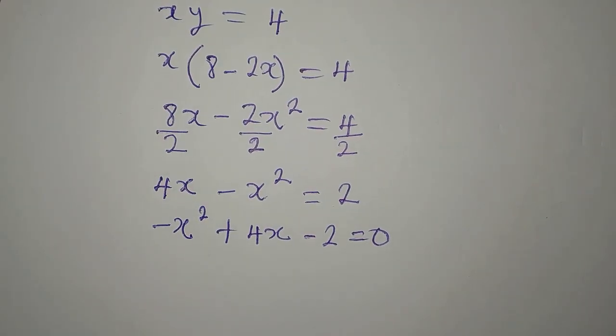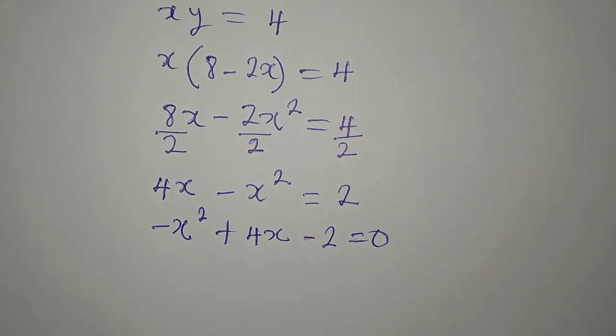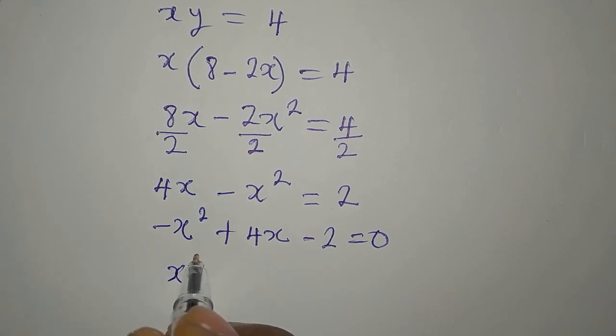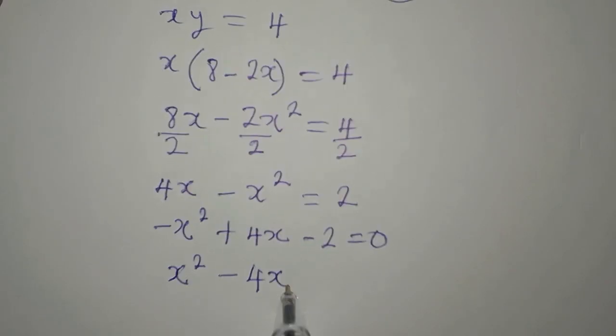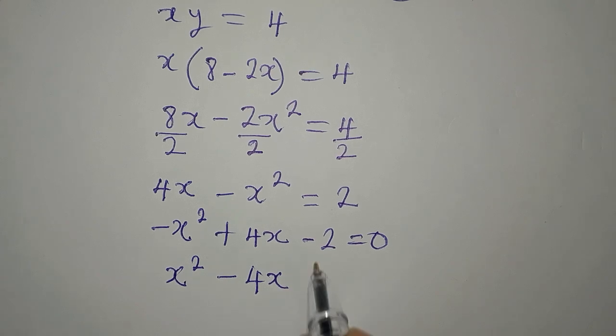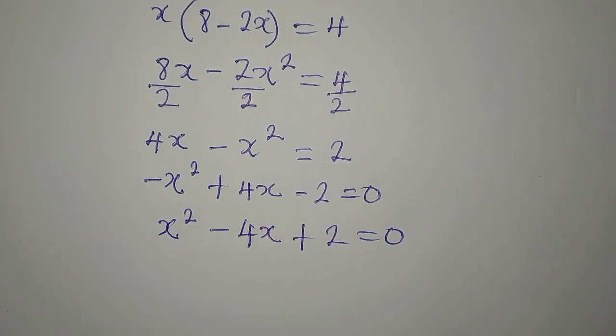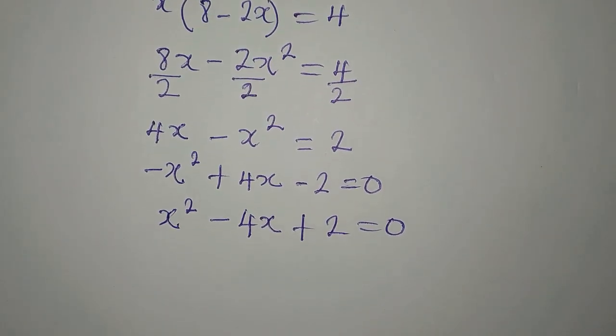What do I do? To remove this negative, you multiply all through by -1. That will give us positive x squared, negative 4x, and then leaving us with plus 2. This is equal to 0. Now we have a quadratic equation, and we will solve it using the formula method.